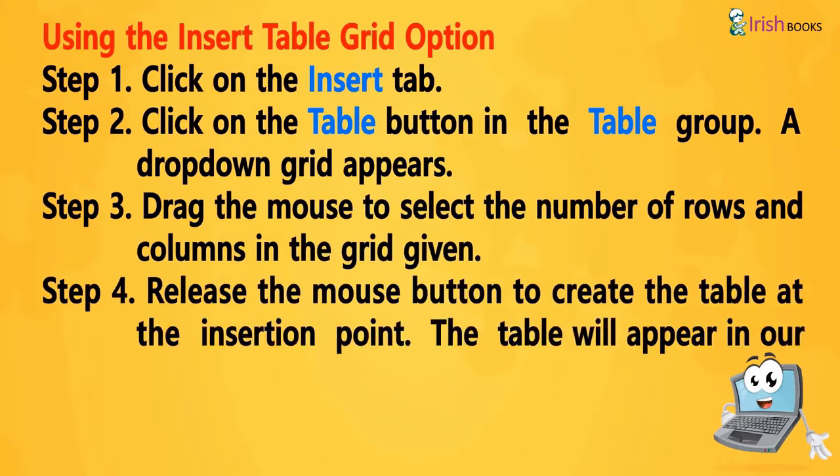Using the Insert Table Grid option. Step 1. Click on the Insert tab. Step 2. Click on the Table button in the Tables group. A drop-down grid appears. Step 3. Drag the mouse to select the number of rows and columns in the grid given. Step 4. Release the mouse button to create the table at the insertion point. The table will appear in our document.